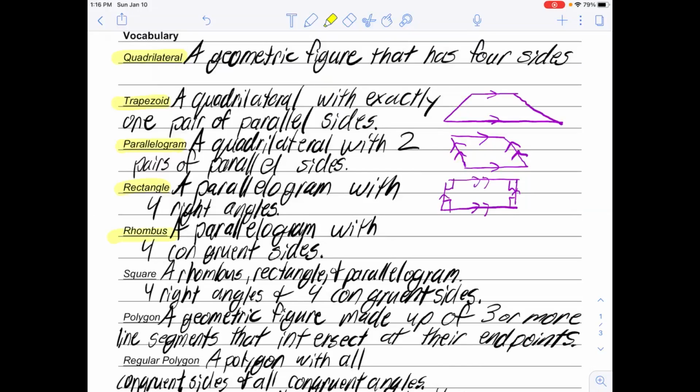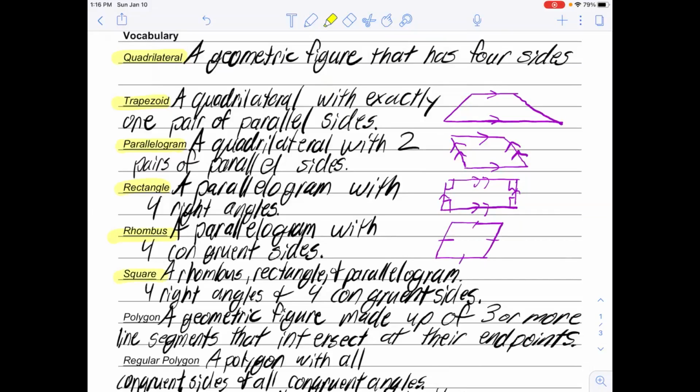Next is a rhombus. A rhombus is a parallelogram with four congruent sides. So for a rhombus, the length of any one side is the same as the length of the other sides. All of these sides have to be the same length. That's what those little lines mean. Now, a rhombus can be tilted. It's kind of like a tilted sideways square. So all of the sides are the same length, and then it's a little bit tilted to the side.